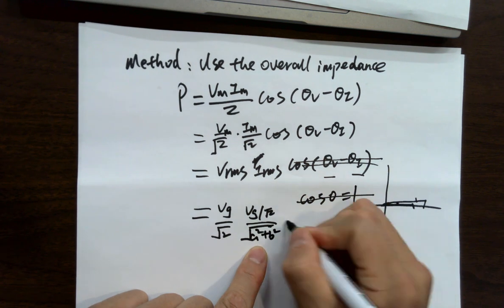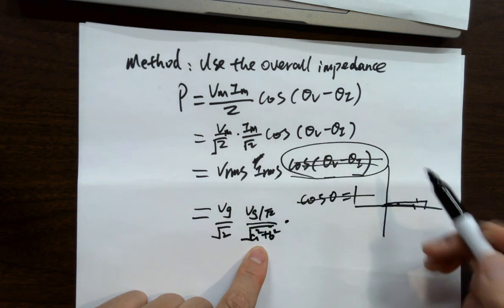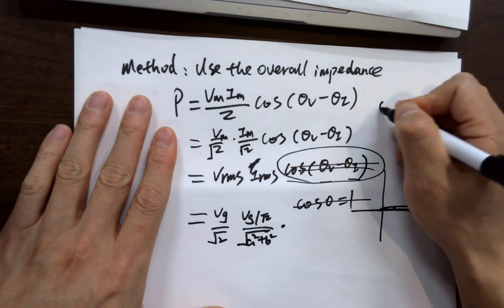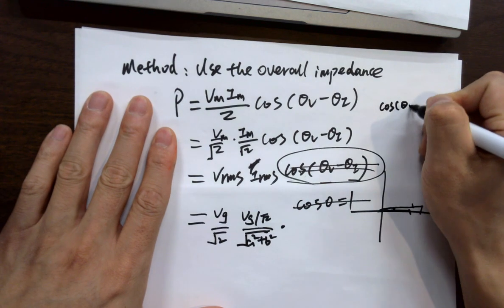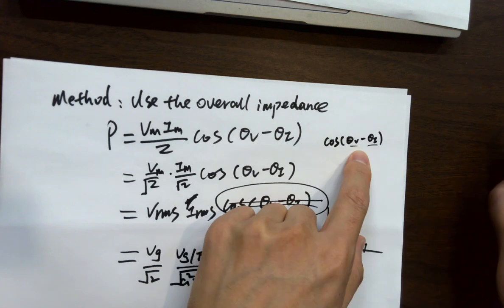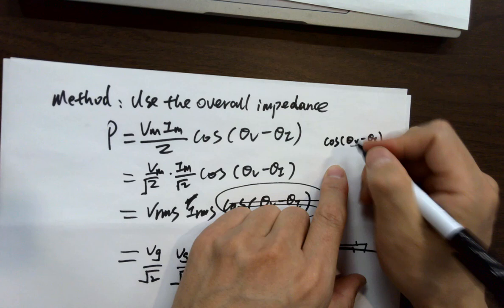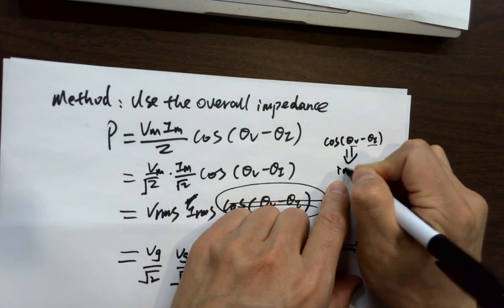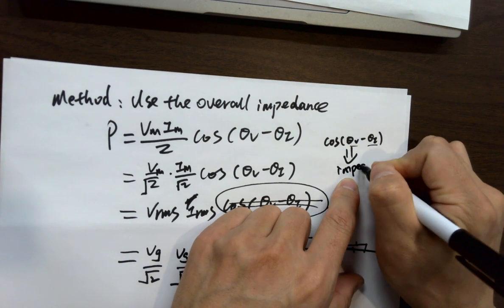Okay, so what's the impedance phase angle? So this cosine of theta V minus theta I, you are seeing, hey, this is the phase difference between voltage and current. This is also called the impedance phase angle. Let me know if this makes sense.